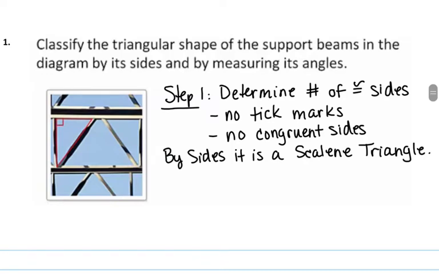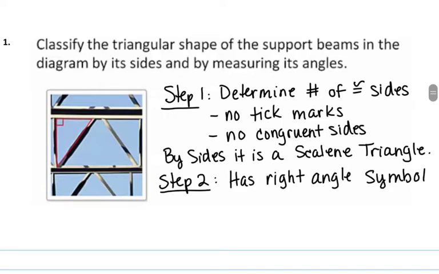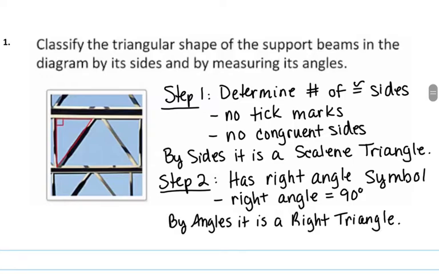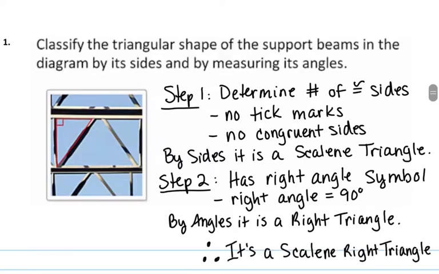Then we have to classify the triangle by its angles. We know that in the diagram we can see a right angle symbol, and right angles equal 90 degrees, so it must be a right triangle. And then we just put it back together. Therefore, it is a scalene right triangle. We have to say both, classifying by sides and also classifying by angles. All right, go ahead and pause this, like I said, as you need to be able to write everything down. And then we're going to go on to number 2.